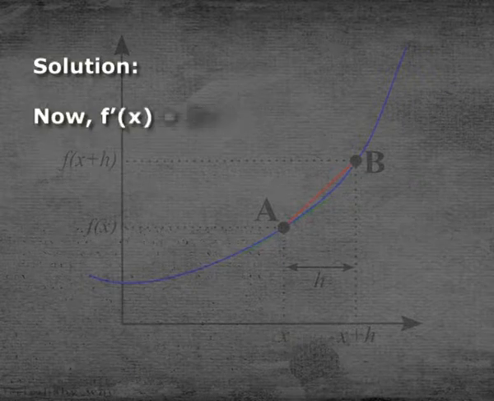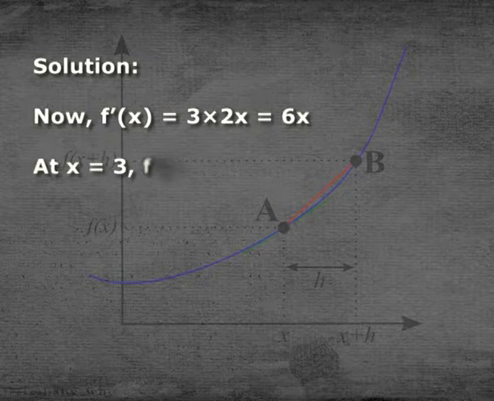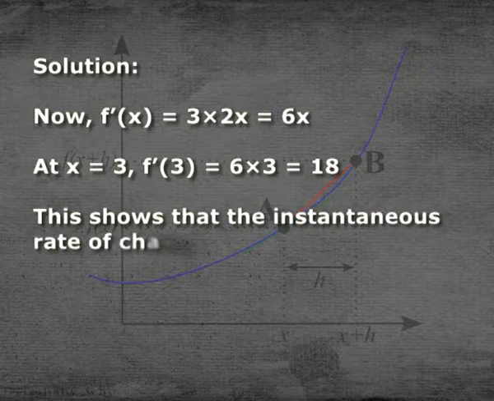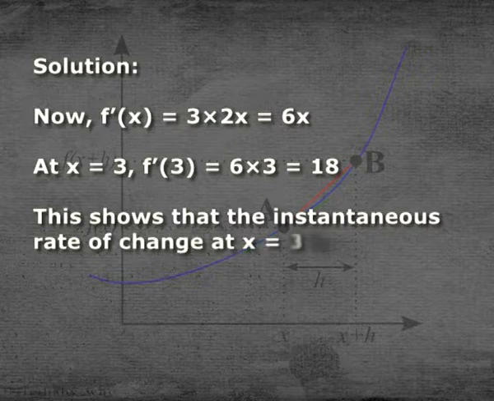Now f dash x is equal to 3 into 2x, so that is equal to 6x. So at x equals 3, f dash 3 will be equal to 6 into 3, that is equal to 18. So this shows that the instantaneous rate of change at x equal to 3 will be 18.